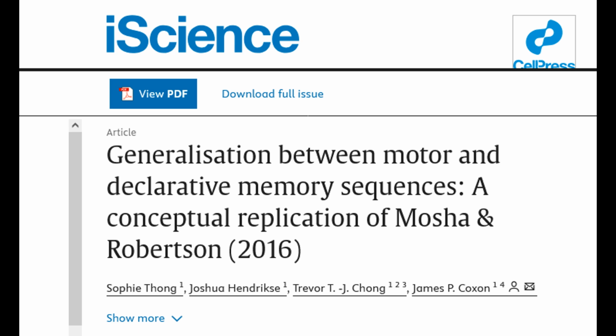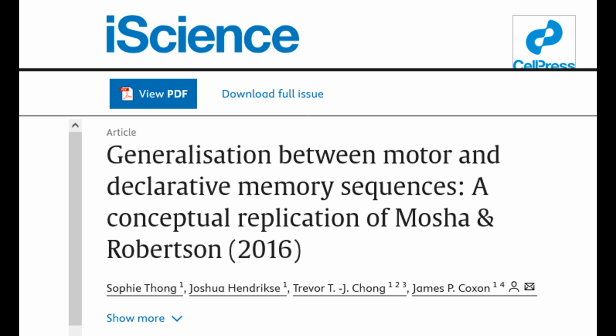The original study by Moshe and Roberts in 2016. The study being replicated found striking evidence that learning a word list and learning a motor sequence could influence each other when both shared the same ordinal structure. For example, if you learned a word list with a particular pattern and then practiced a motor task with the same underlying pattern, your motor learning would improve.